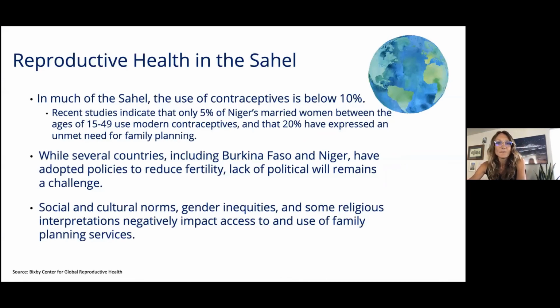Okay, so reproductive health in the Sahel. So for example, if people were able to access resources and if the unmet need for family planning were to be met in the Sahel, it would be very impactful, because right now contraceptive use is actually below 10%. And this varies according to country. But even those that have adopted policies to reduce fertility are still experiencing large-scale either social, political, or cultural barriers to access to care.